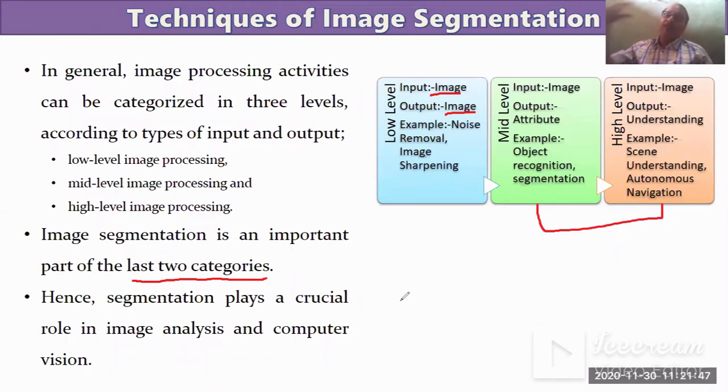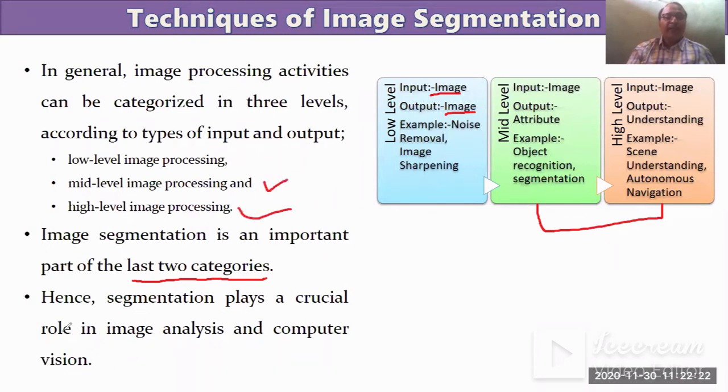Output may be an image or maybe some attribute of the image. So it is generally useful for mid level and high level because of segmentation. When you have to divide the image, that image or that segment will be useful for analysis purposes. From that we can recognize the object. From that we can find some characteristics of the object, and that's why image segmentation is an important part of the last two categories, दोन category साठी. So that will be mid level and high level image processing.